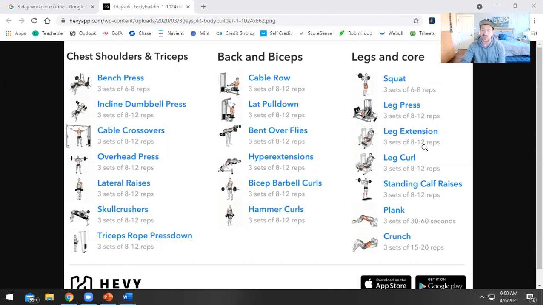Leg extensions, which is sagittal, leg curls, which is sagittal, standing calf raises, which is sagittal. The plank, I guess, is not really moving through any plane of motion, but it's very much focused on just one section of the abdominals. And then crunches, which is spinal flexion. So again, sagittal, right? So we see an entire day dedicated only to the sagittal plane.